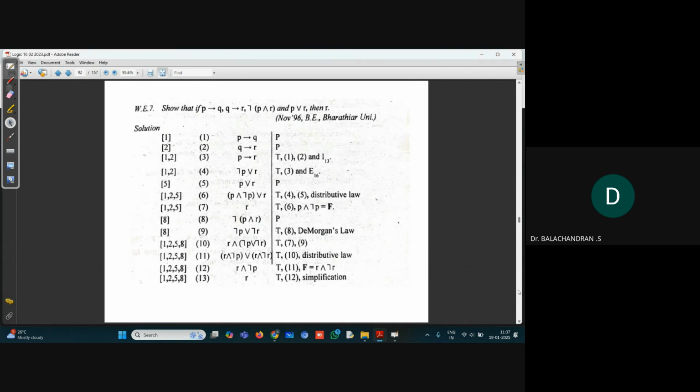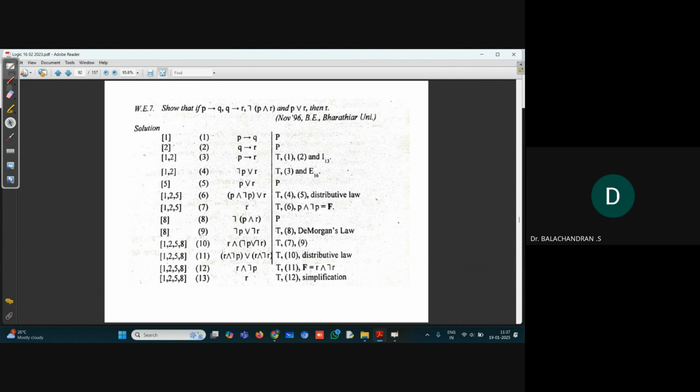The next problem. Show that if P → Q, Q → R, negation of (P and R), and P or R, then R. So 1, 2, 3, 4 are premises and one conclusion. P → Q, rule P. Q → R, rule P. So P → R from 1 and 2, I will get by rule T.